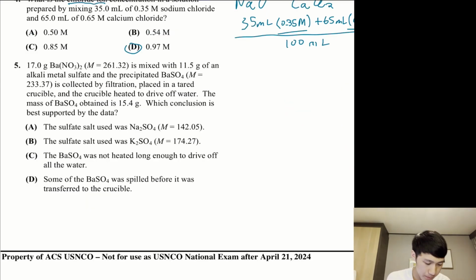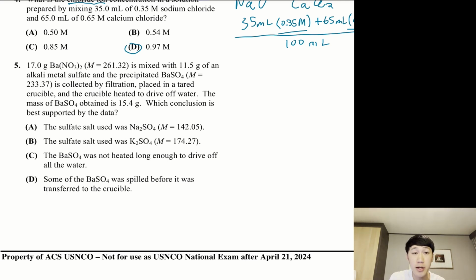Problem 5. 17 grams of barium nitrate is mixed with 11.5 grams of an alkali metal sulfate, and the precipitated barium sulfate is collected by filtration, placed in a tared crucible, and the crucible heated to drive off water. The mass of barium sulfate obtained is 15.4 grams. Which conclusion is best supported by the data?